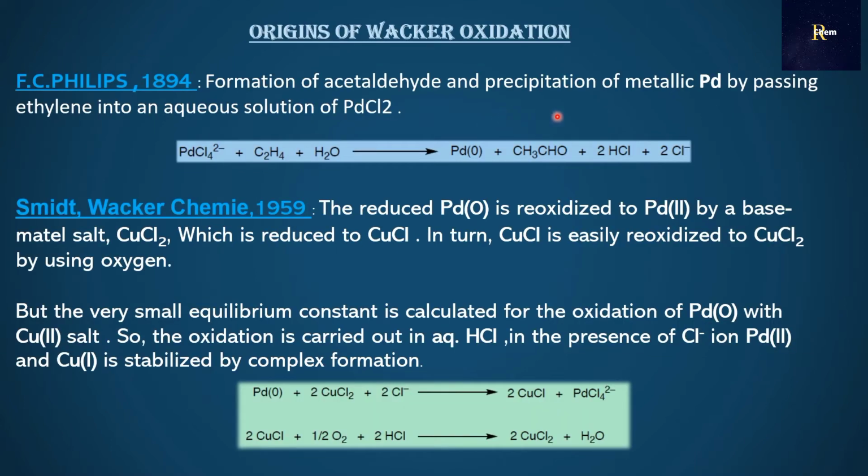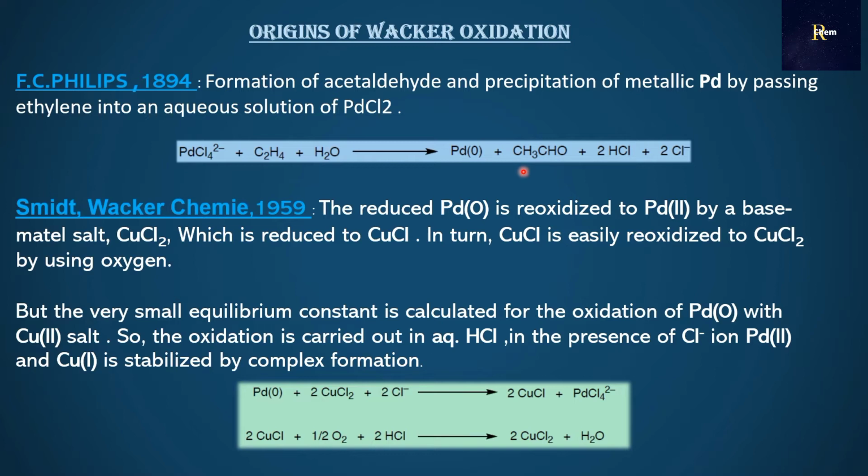Now in this slide I am going to discuss the origin of the Wacker's oxidation. In 1894, Phillips reported the formation of acetaldehyde and the precipitation of metallic platinum by passing ethylene into an aqueous solution of PdCl2. So here is the reaction, where platinum 2 plus goes to platinum 0 with the formation of acetaldehyde. And at that time the platinum 2 plus was used for qualitative analysis.